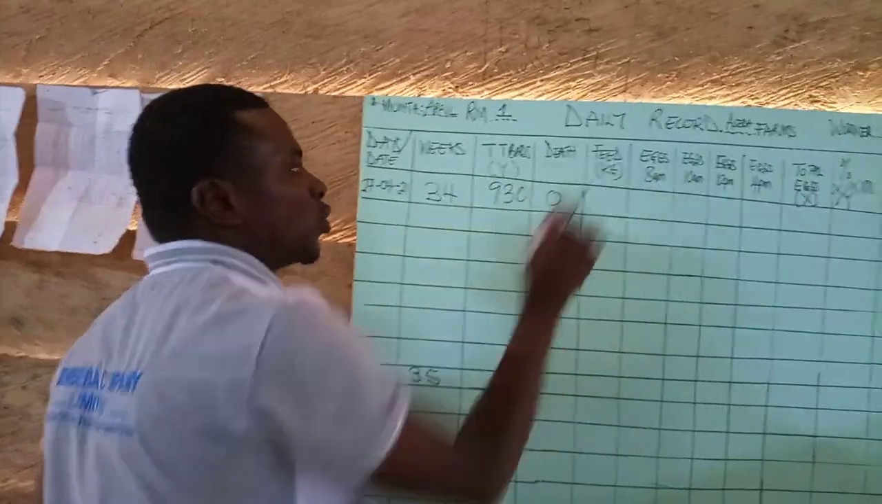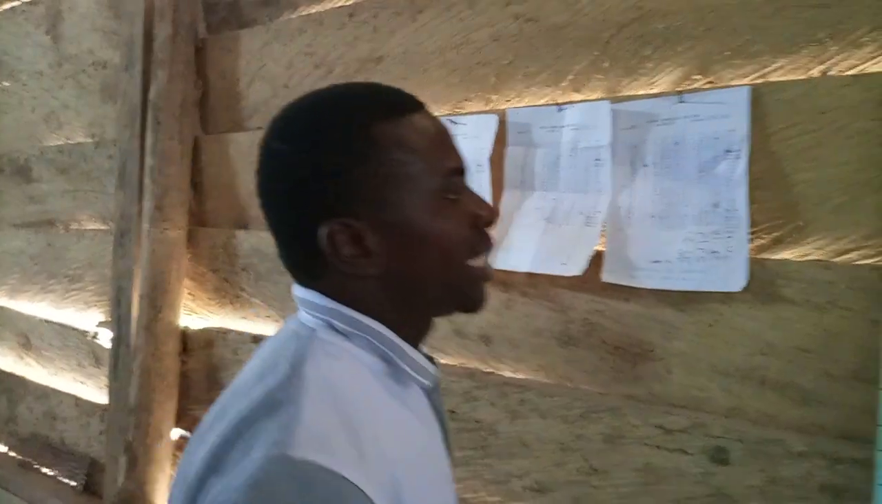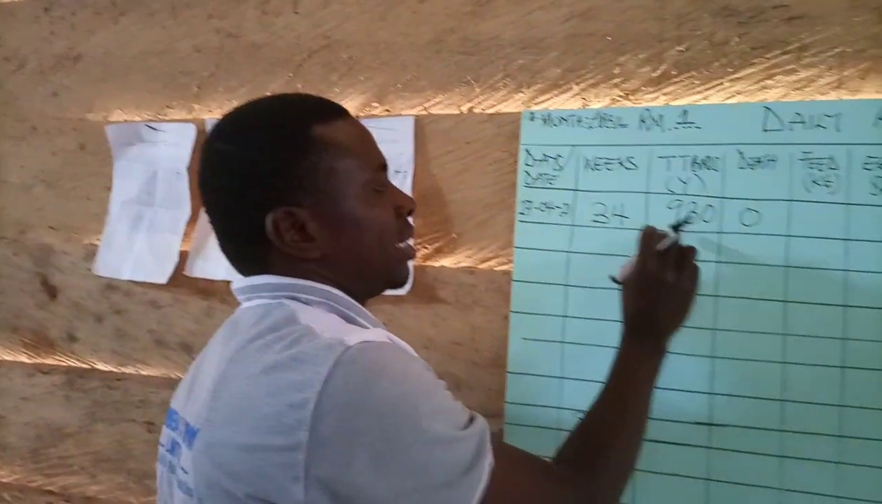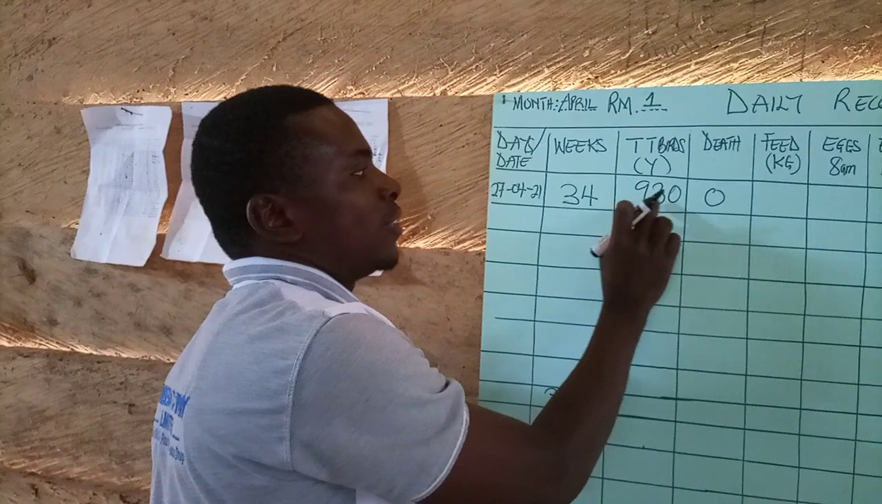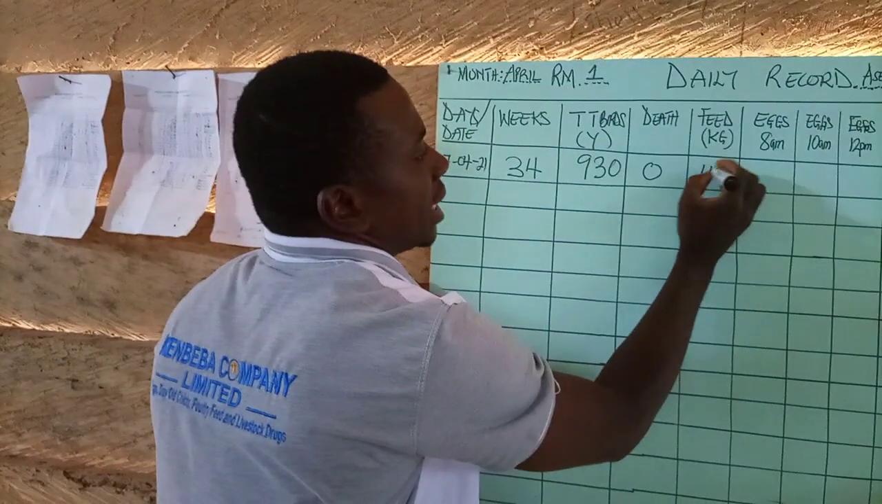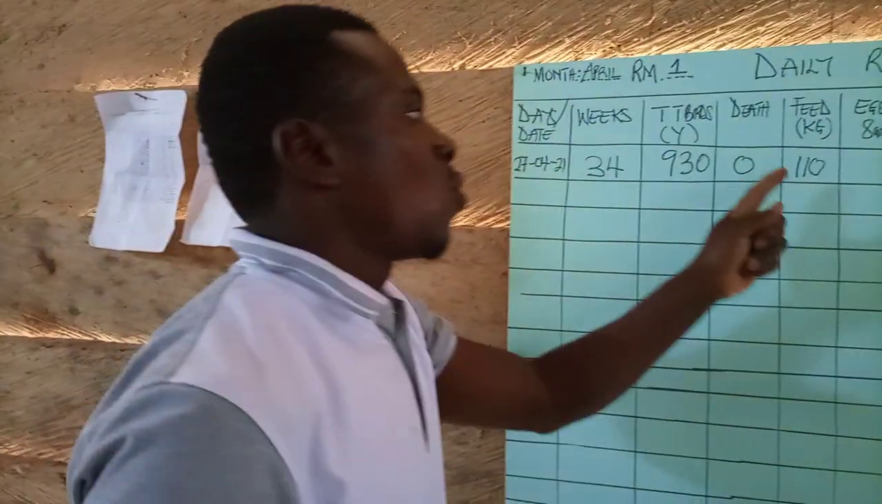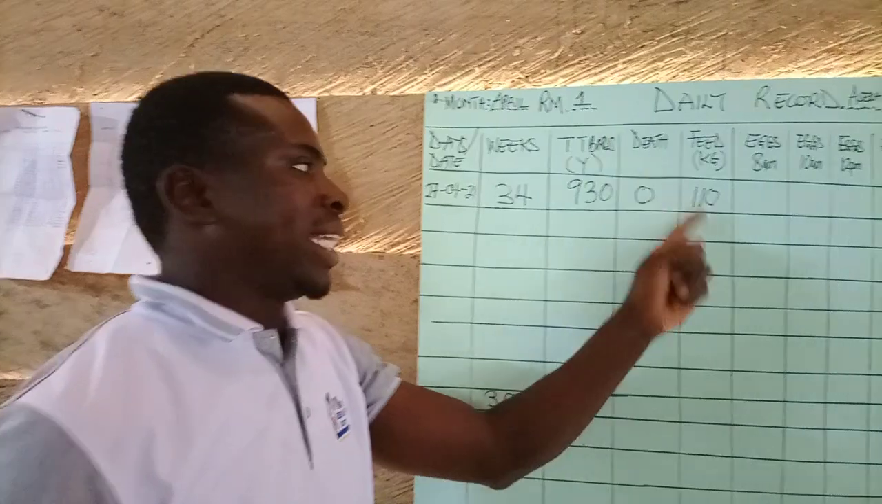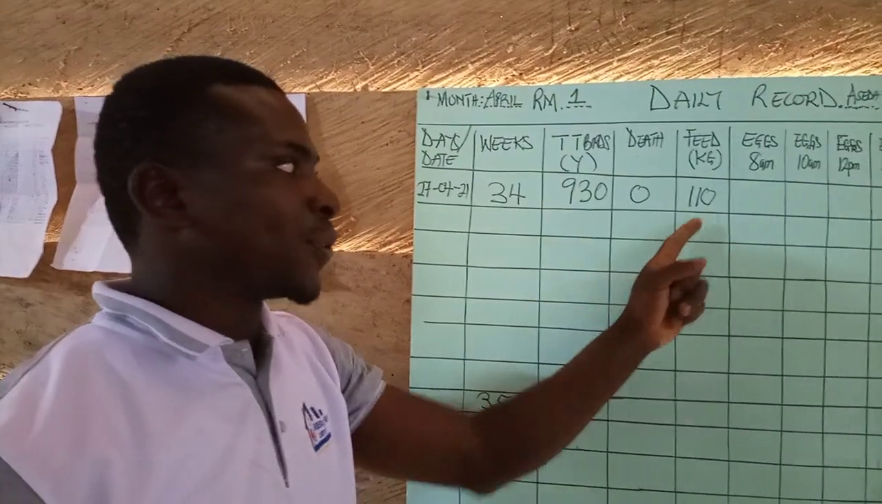So we are coming to feed, and you could see the total feed they give to this total number of birds, 930, is 110 kilos.